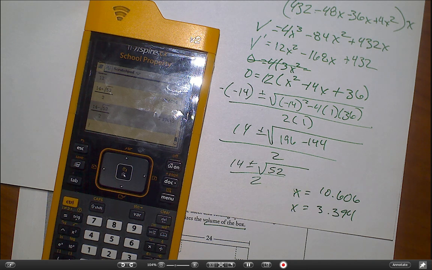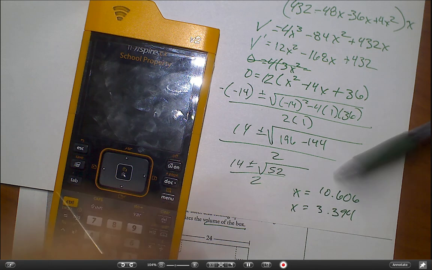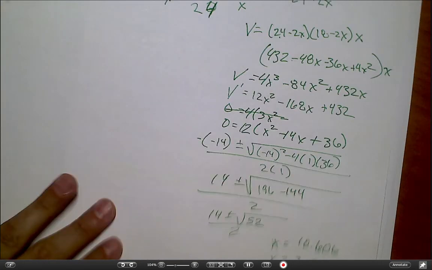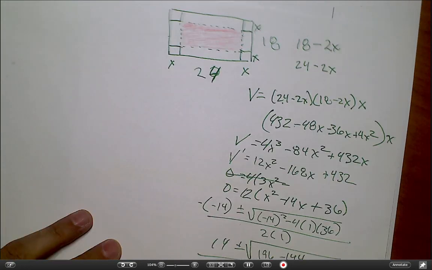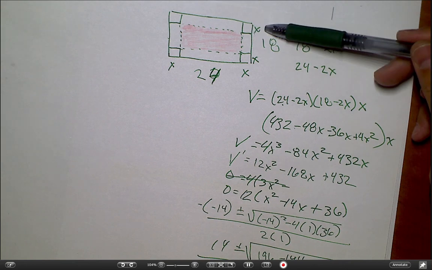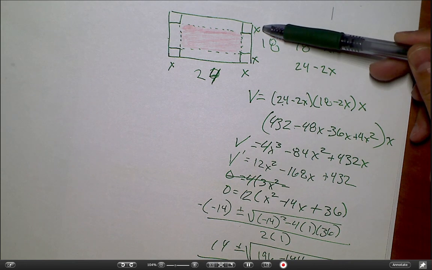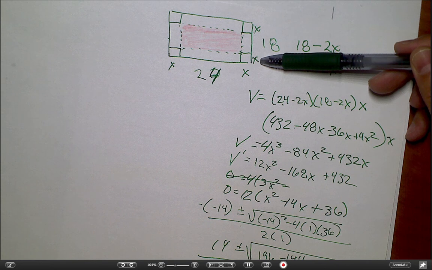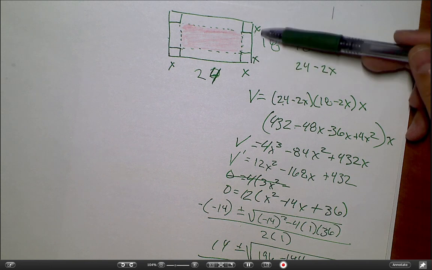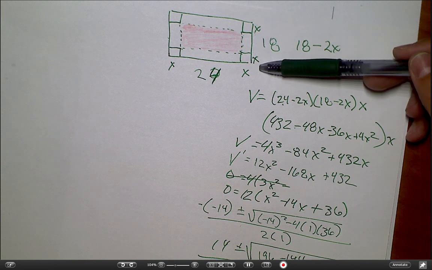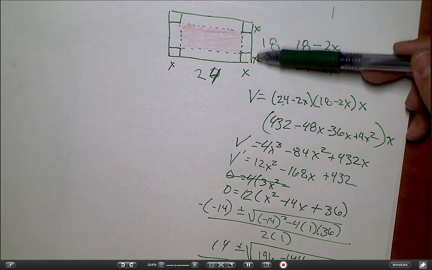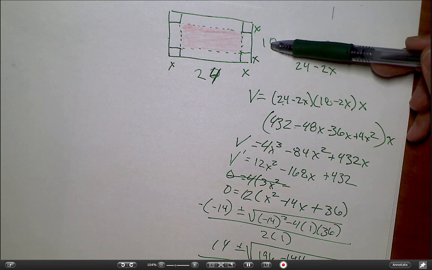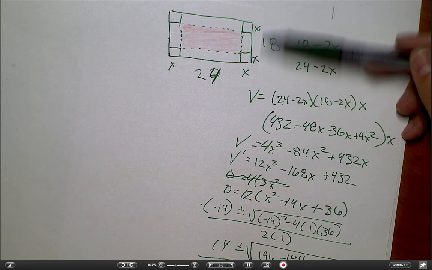You can check to see if the range works. So if we say x is 10.6, look at my values here. Can I have 10.6 and 10.6 on this side? No. So that means that my range cancels out my 10.6 value, because I can't cut off 10.6 and 10.6 if I only have 18 there. Does that make sense? So that one's not going to work out.